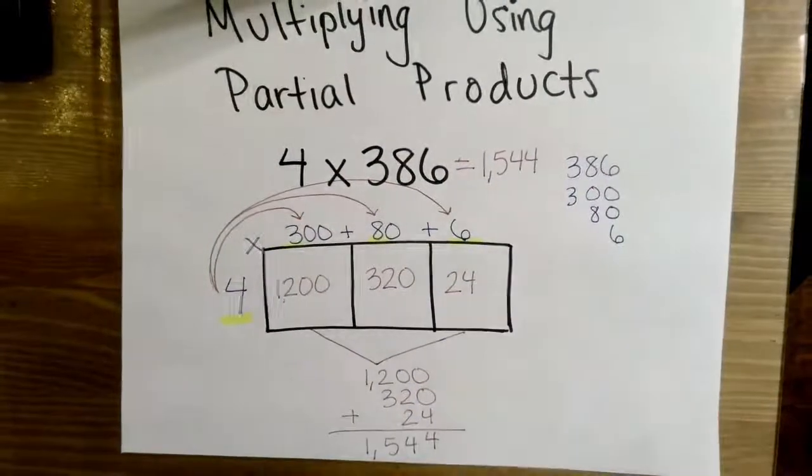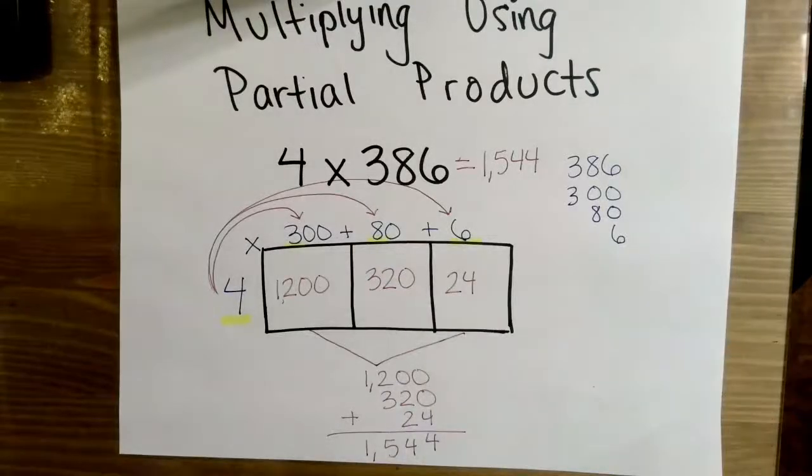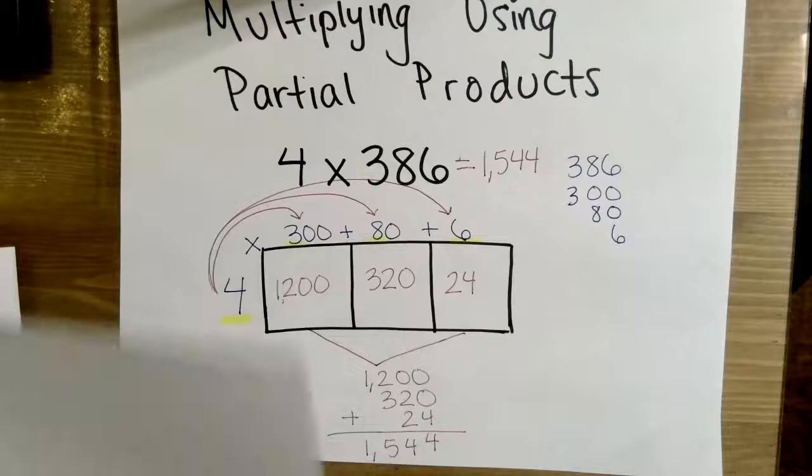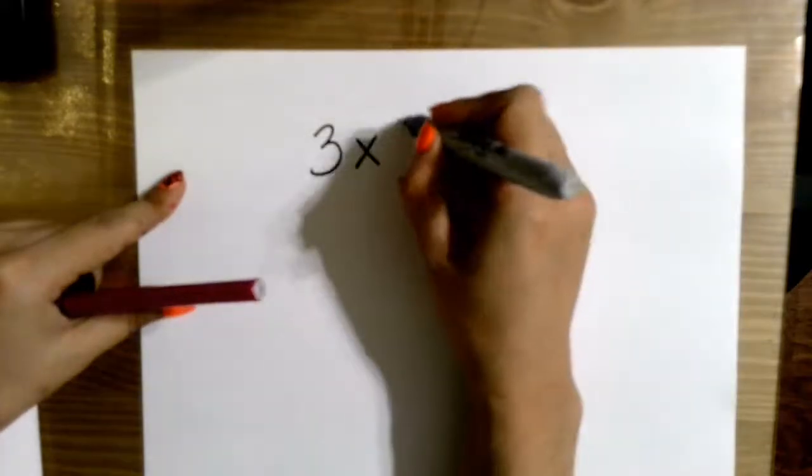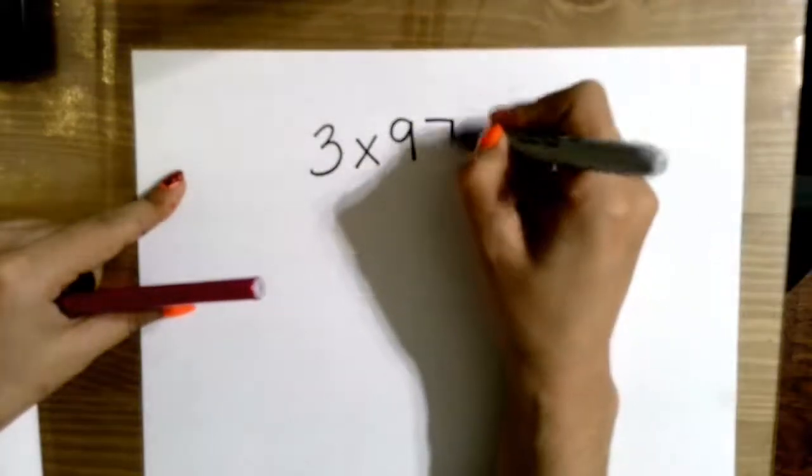Okay, I'm going to give another one, and you try to do this by yourself. Pause the video and see if you can figure it out using partial products. So let's say this is your problem: 3 times 97.